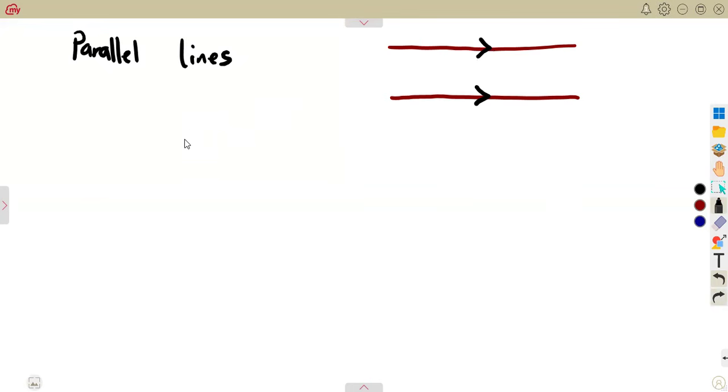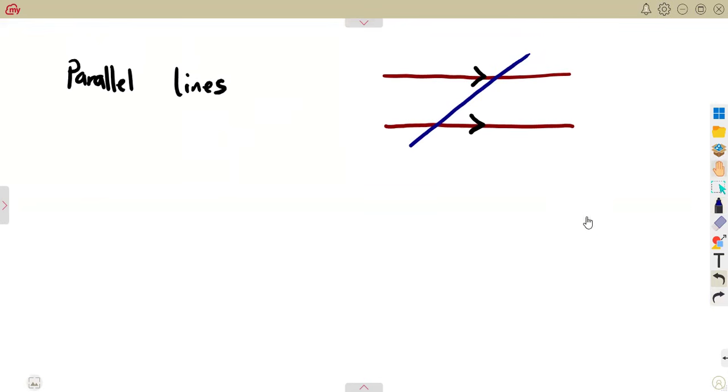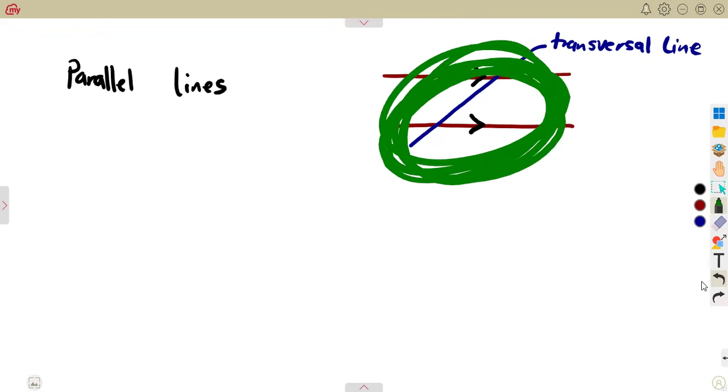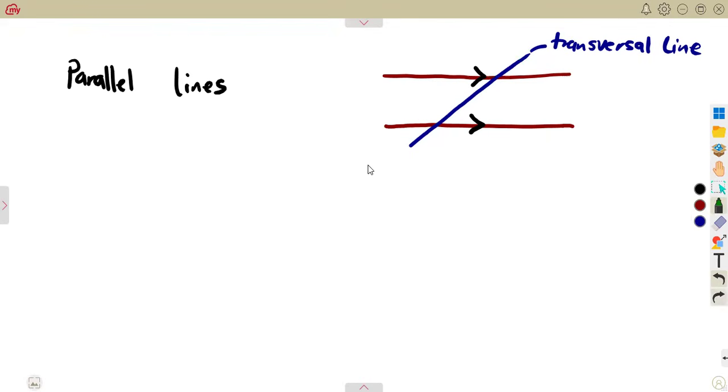The lines are parallel. Okay, so having these lines which are parallel, a line is drawn to cut these lines like this. This line has a special name called the transversal line. So it is referred to as the transversal line. And what this transversal line does is create a lot of angles here, that we are going to talk about.